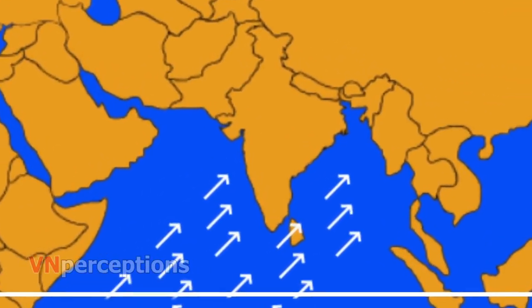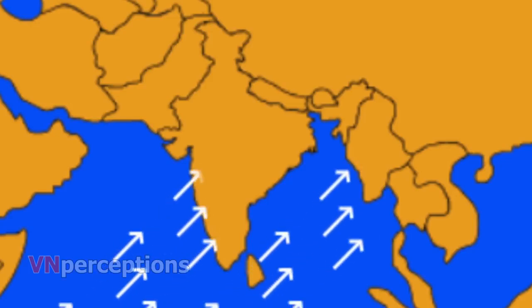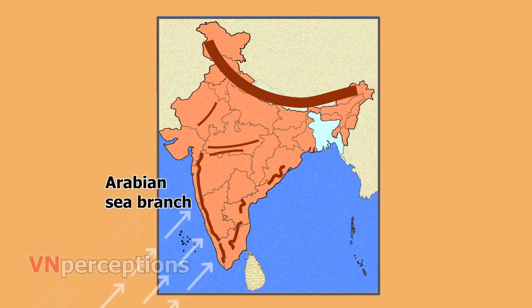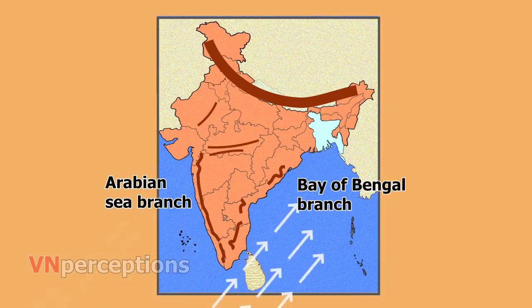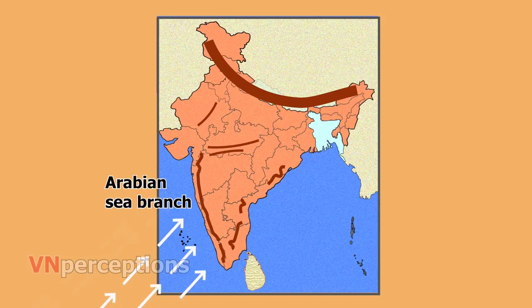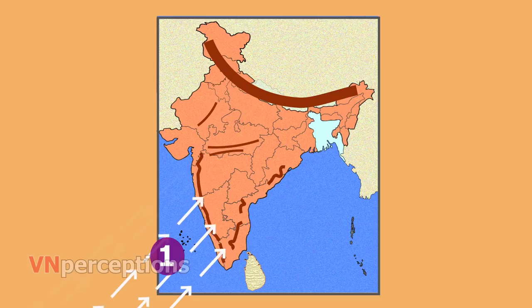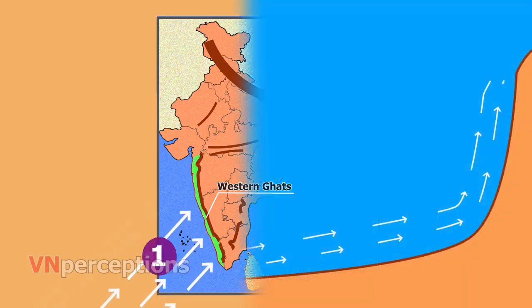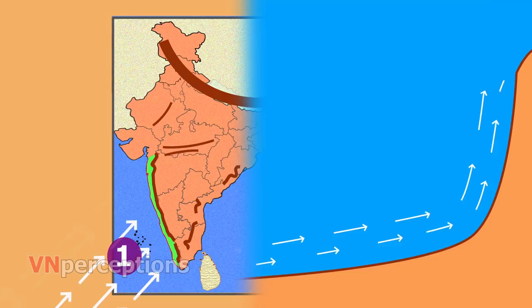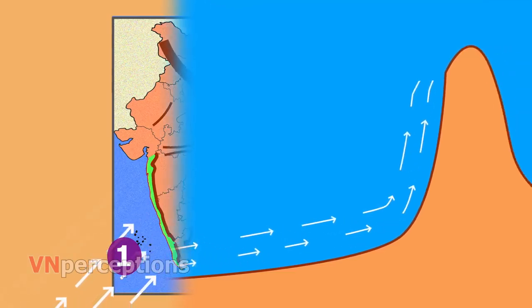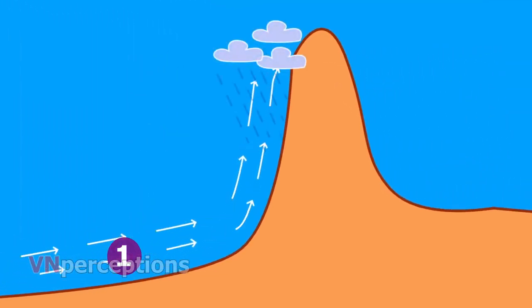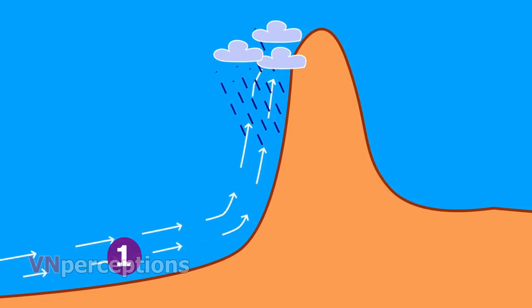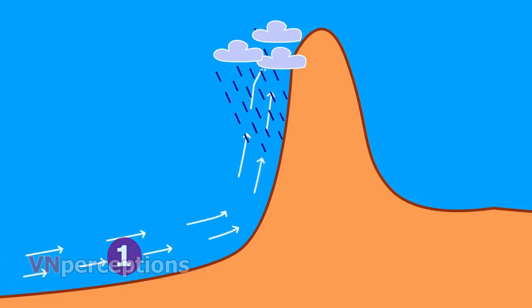When they enter the Indian Ocean, they get divided into two branches, that is the Arabian Sea branch and the Bay of Bengal branch. The Arabian Sea branch further divides into three parts. The first part is obstructed by the Western Ghats. The Western Ghats lie parallel to the western coast. Now, as the winds go up the slopes of Western Ghats, the temperature decreases and they are subjected to condensation. The amount of rainfall increases with increasing height along the windward side.